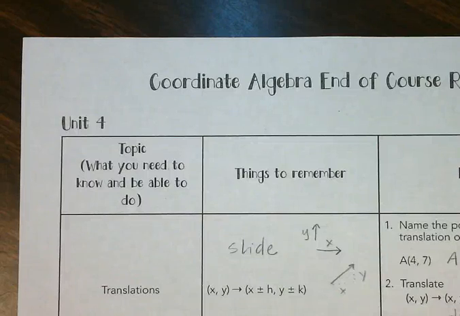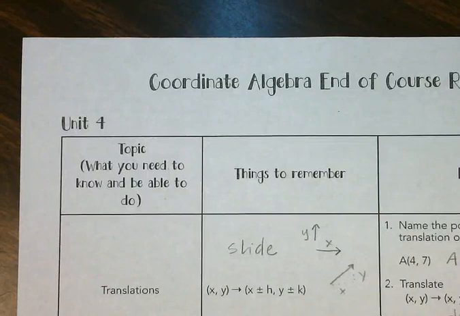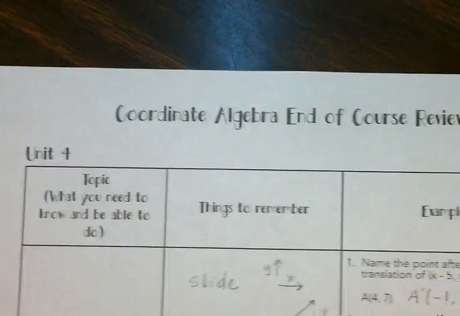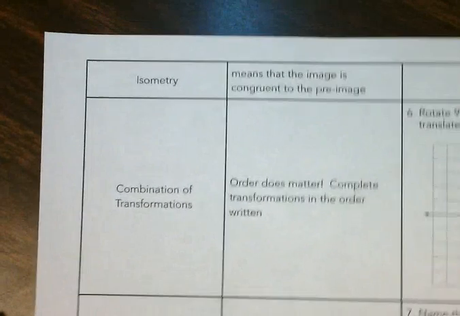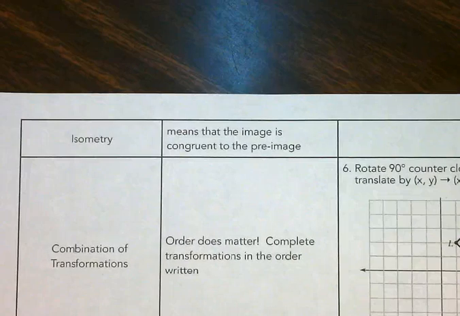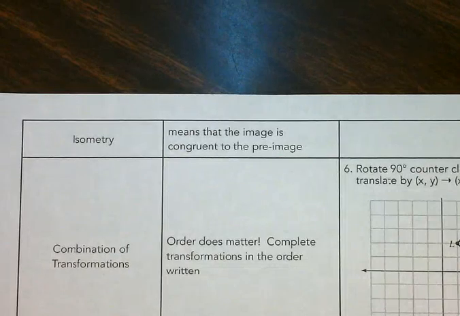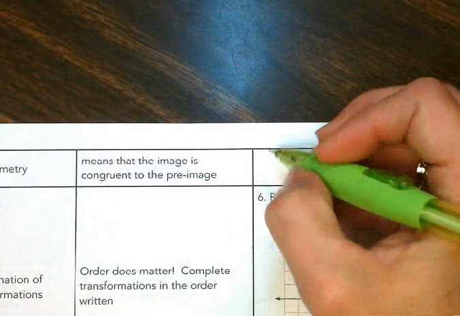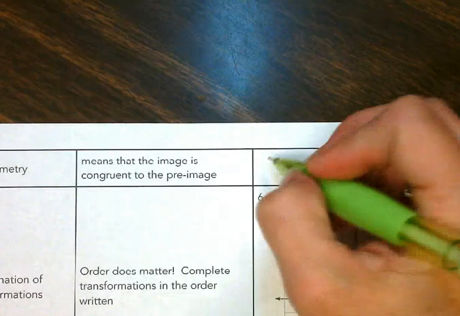Okay, video 2 for Unit 4, which is on the transformation. So we're on the back of your chart. This was just a reminder of the vocabulary word isometry. That means that the image is congruent to the pre-image, and that happens on translations, reflections, and rotations.